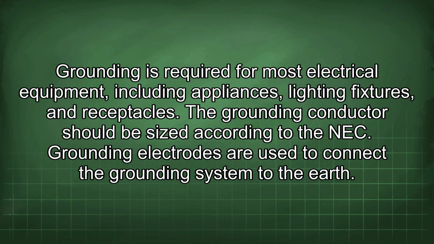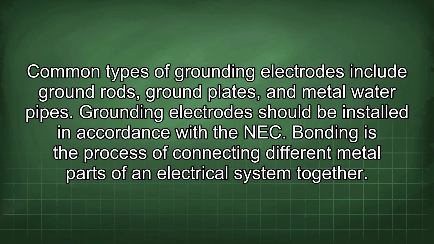Grounding electrodes are used to connect the grounding system to the earth. Common types of grounding electrodes include ground rods, ground plates, and metal water pipes. Grounding electrodes should be installed in accordance with the NEC.